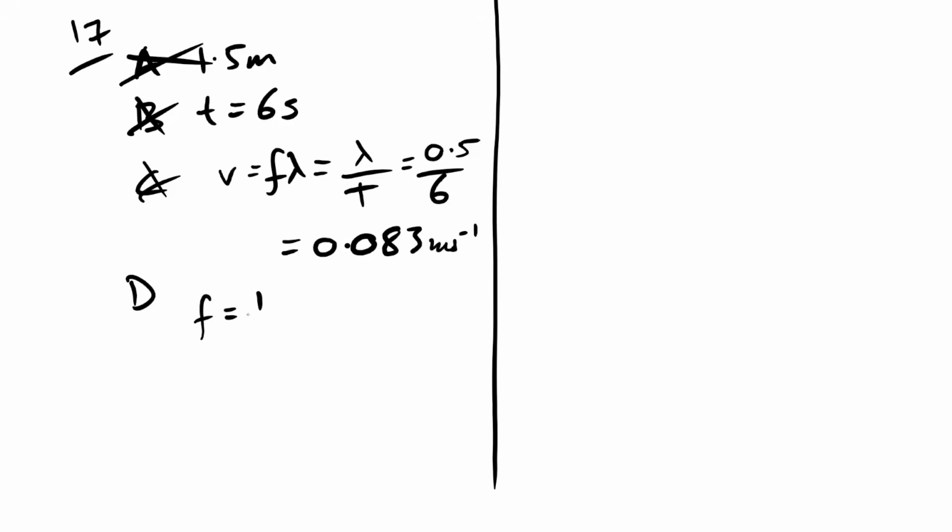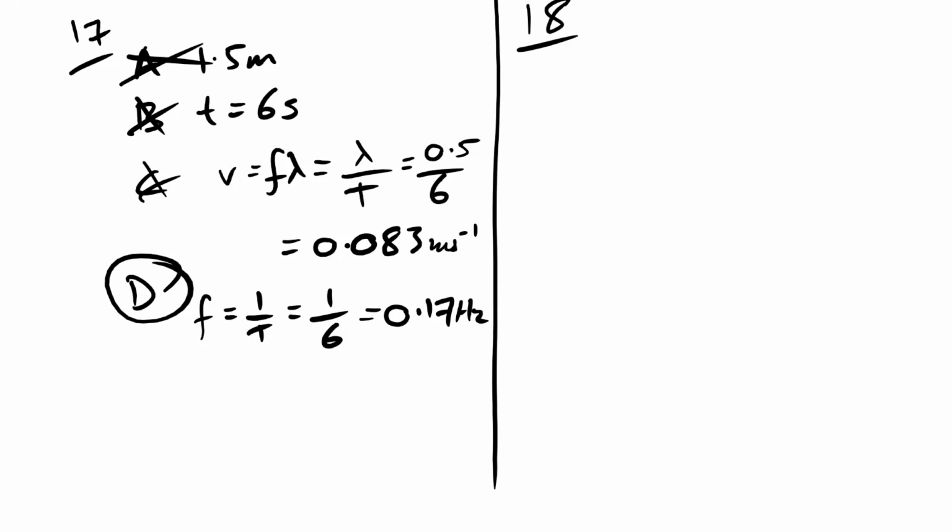Well, we know that's equal to 1 divided by time period. So it's 1 divided by 6. And yeah, that's going to give us 0.17 hertz. So that's our answer. 18, we have P, Q, and R.